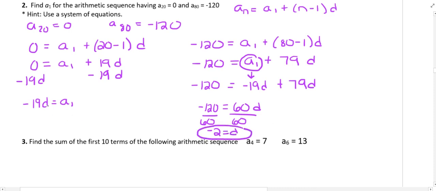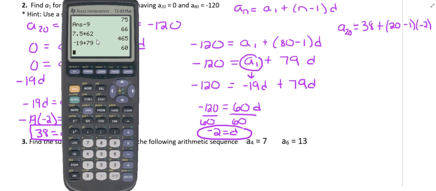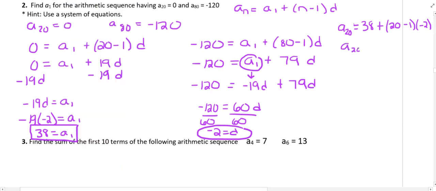Then you can plug that back into either one of these equations. So negative 19 times negative 2 should give you a positive 38. So our a sub 1 is 38. And then just go ahead and check that, right? So a sub 20 should be 38 plus 20 minus 1 times negative 2. So sorry about that. 38 plus 19 times negative 2, let's see. 19 times negative 2 plus 38 would give us 0. So a sub 20 equals 0, and it checks out.